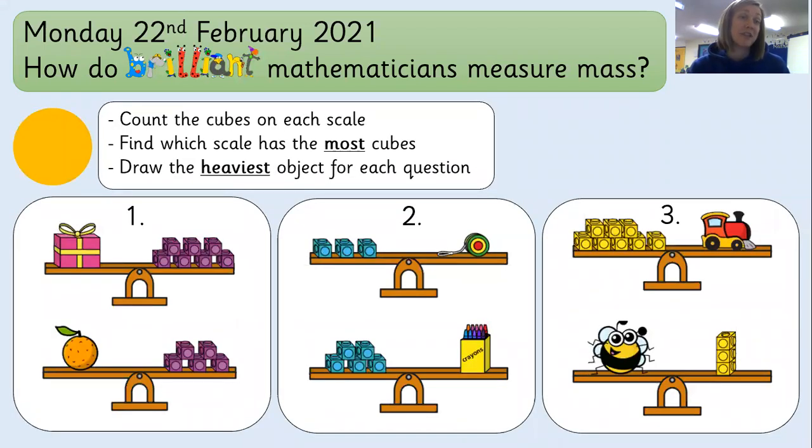If you're going on to do the yellow challenge, you've got 3 questions to have a look at here. And what you've got to do is count the cubes on each scale.